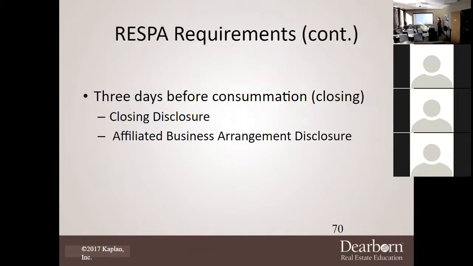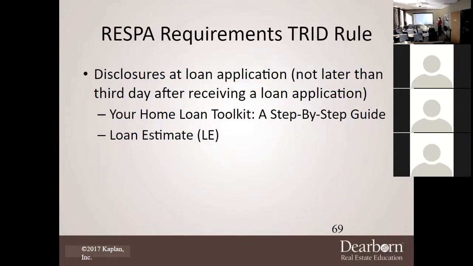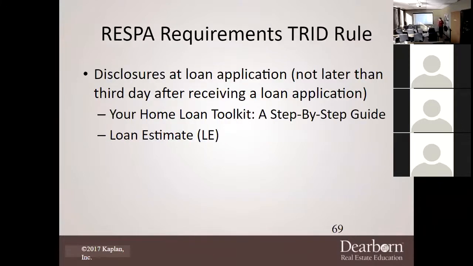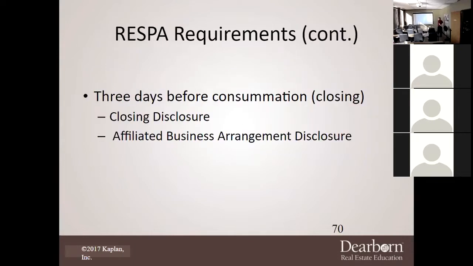Now, there are 3 days, of course, before the consummation. It's basically the closing. The key thing back here is 3 days prior to the loan application, you have to get these documents. 3 days before the closing, you have to get your closing disclosure and your affiliate business arrangement disclosure. Now, what this means here on this nice little chart is that the LE, which is the loan estimate, must end up being very close to the closing disclosure.